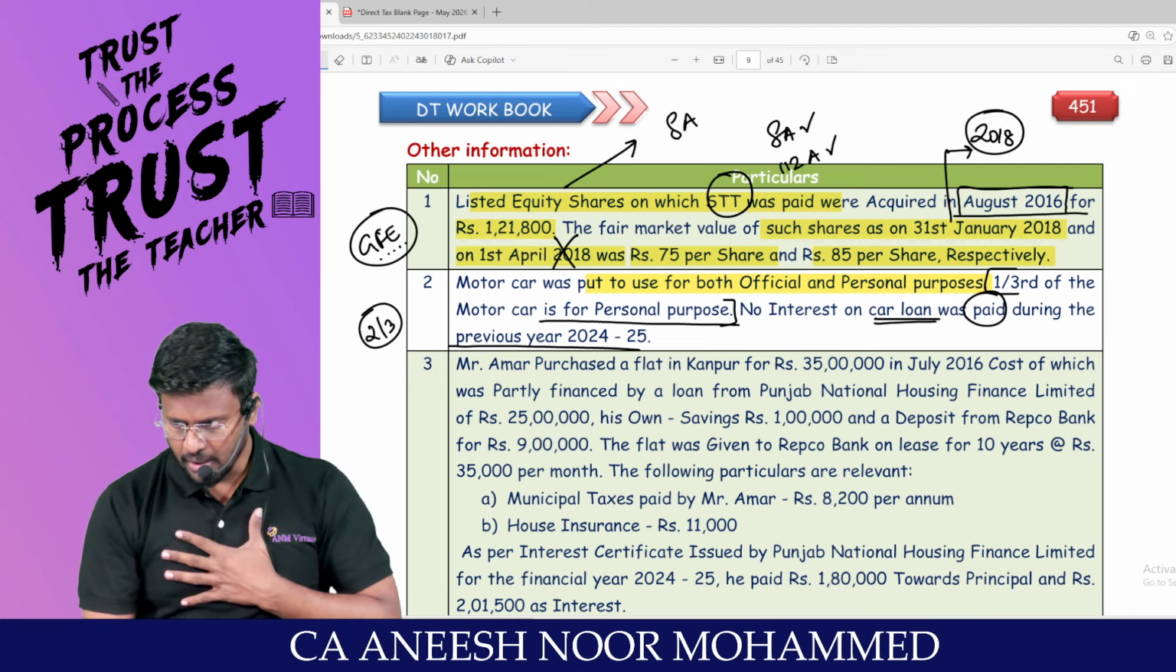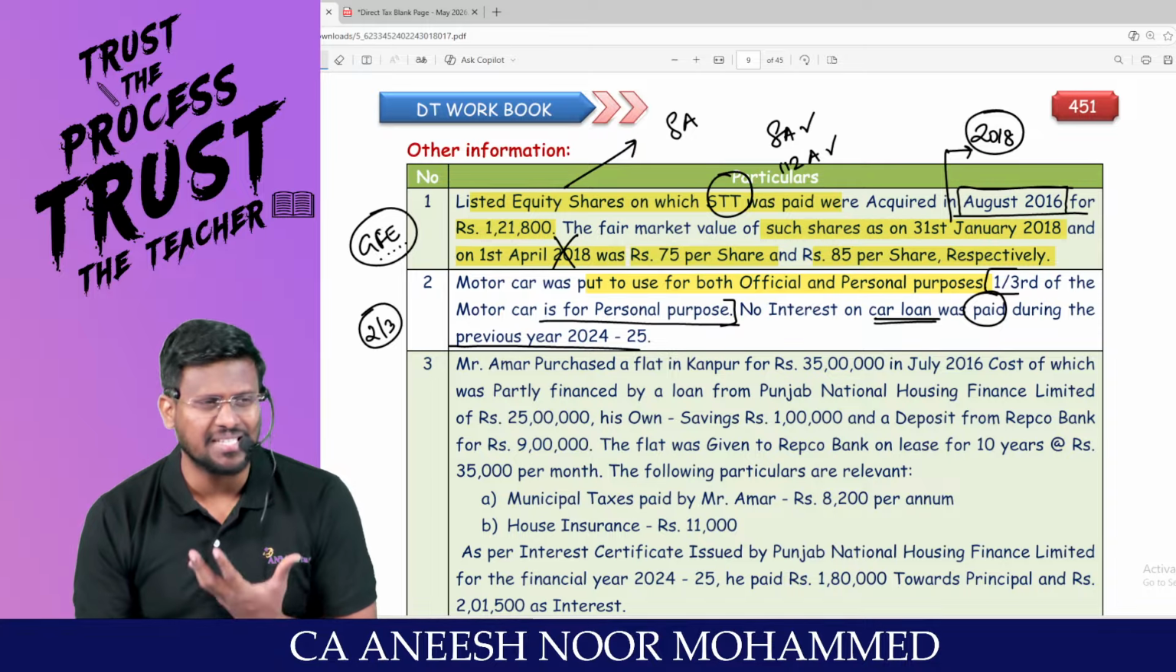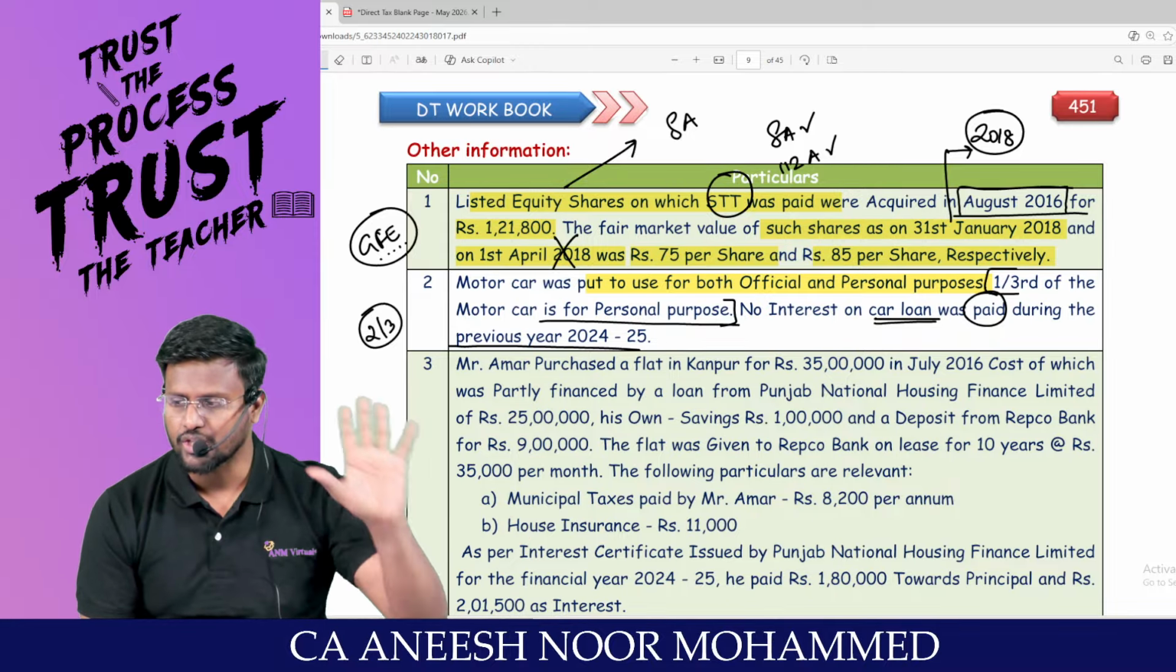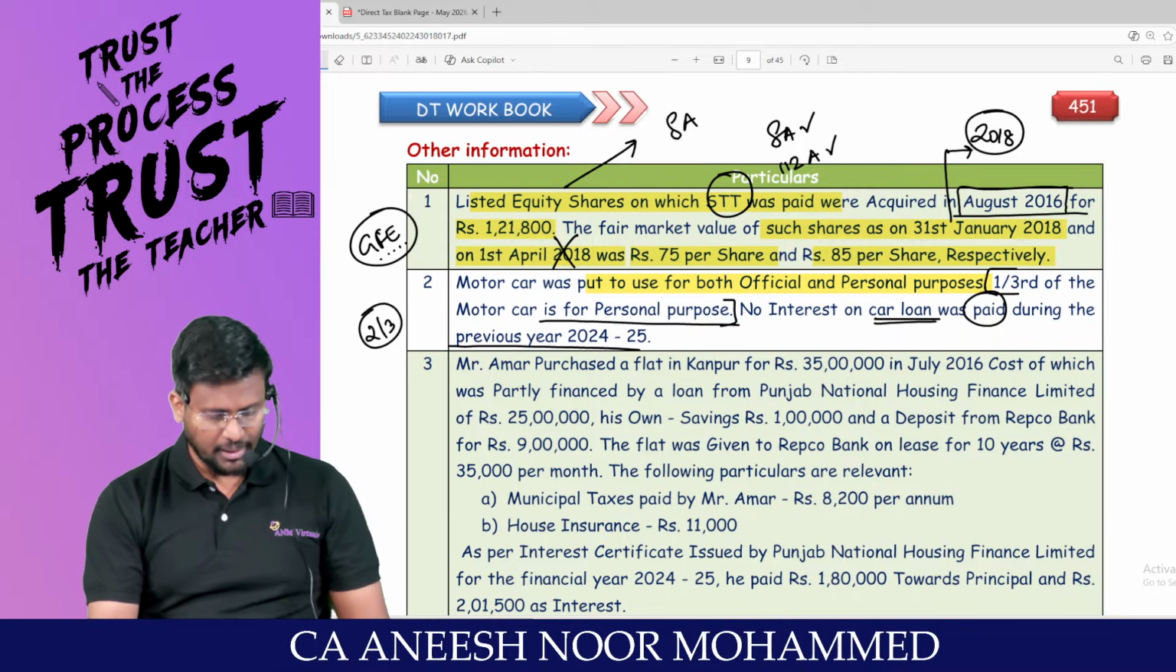So we have to check what is the method of accounting the assessee is keeping, cash system or accrual system. If cash system, no deduction for the interest. Are you all really with me?